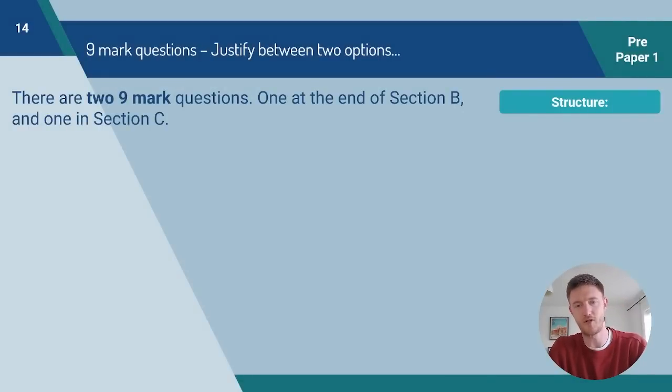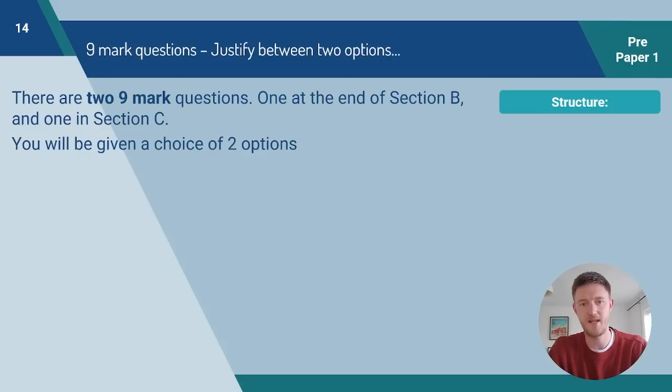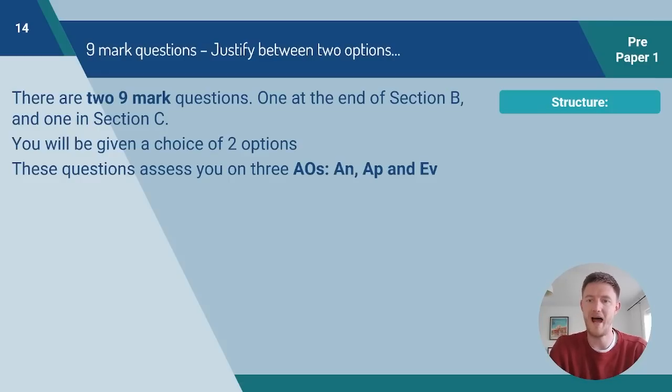So a 9 mark question. You've got 2 of these. One is the last question in section B. The other one is in section C. You'll get given a choice of 2 options, and they will assess you on analysis, application, and evaluation. So evaluation for the first time is being assessed here.